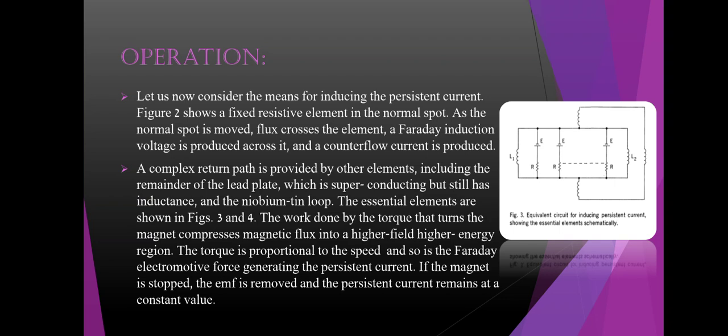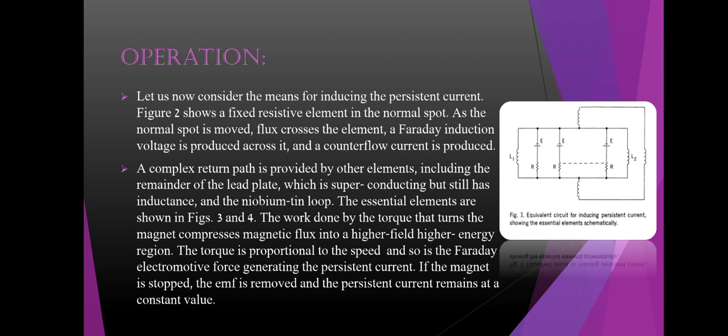Let us now consider the means for inducing the persistent current. Figure 2 shows a fixed resistive element in the normal spot. As the normal spot is moved, flux crosses the element. A complex return path is provided by other elements, including the remainder of the lead plate, which is superconducting but still has inductance, and the niobium tin loop. The essential elements are shown in figures 3 and 4.